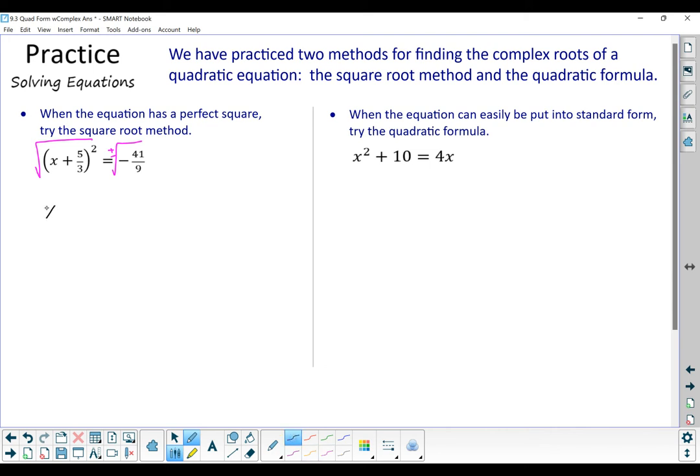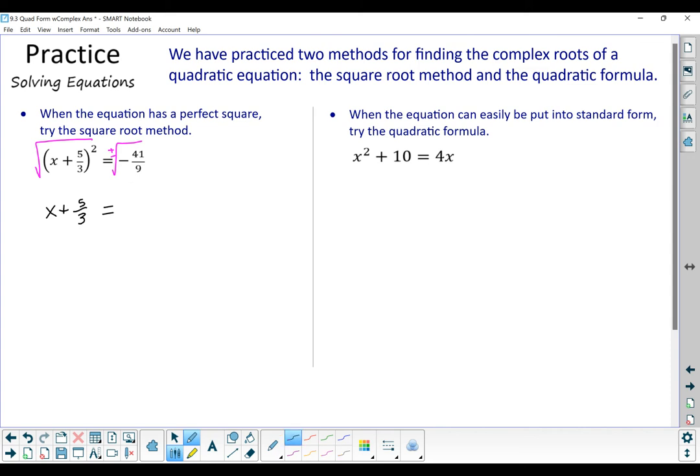So on the side over here, I have x plus 5/3. And don't worry that it's a fraction. Your calculator can help you handle fractions very well. It's just a number like any other number. Now, if you try to type in the square root of negative 41 over 9 in your calculator, it's going to give you a domain error. And if you try to type in the square root of 41 over 9 positive, your calculator is going to go to a decimal approximation. So I wanted to talk about how we can deal with the square root of a fraction.